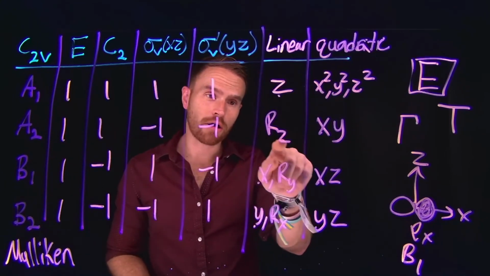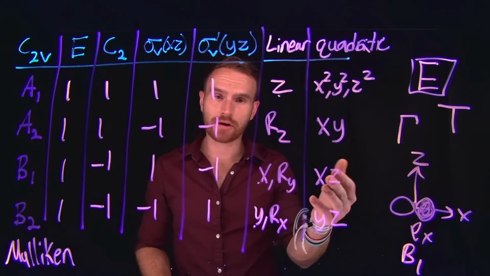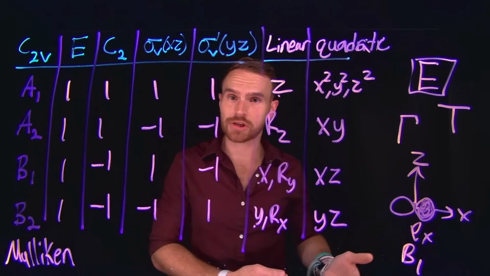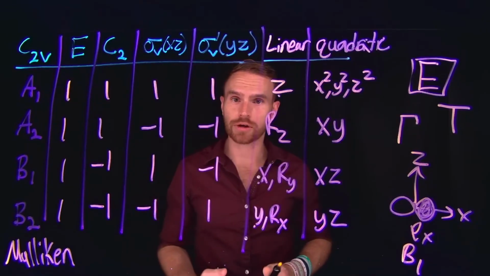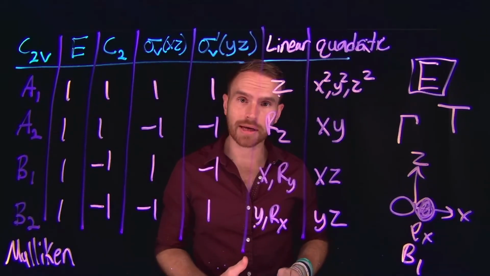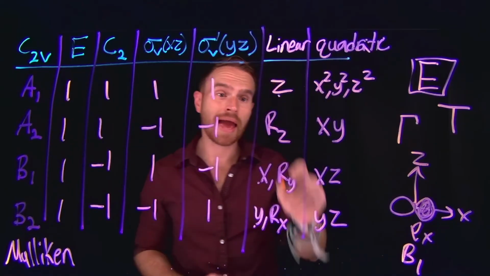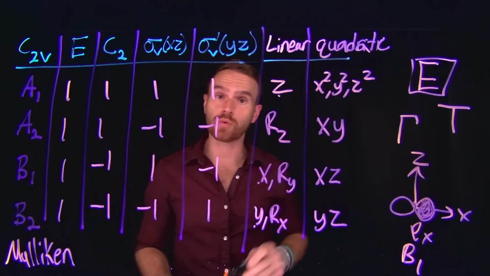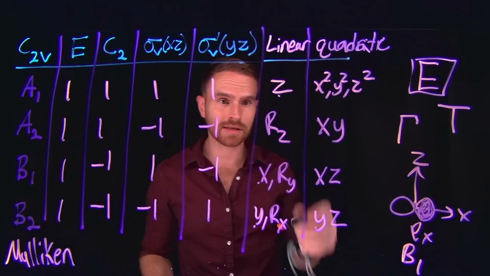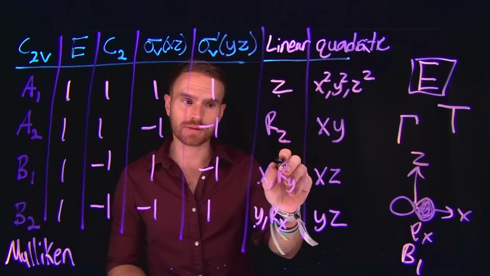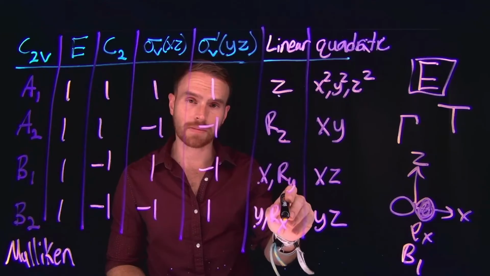The capital R sub x, y, or z values actually correspond to rotations. So later on in this class, we're going to talk about spectroscopy, looking at things like linear, rotational, vibrational spectroscopy, and the R's actually correspond to rotations about some axis. Rotation about the z-axis, rotation about the y-axis, or rotation about the x-axis.